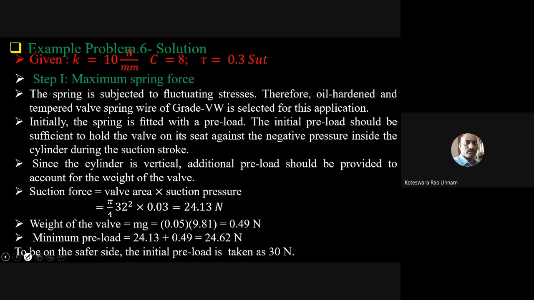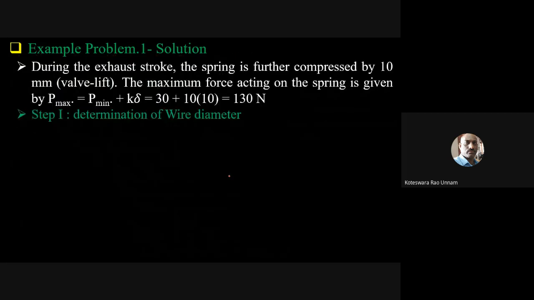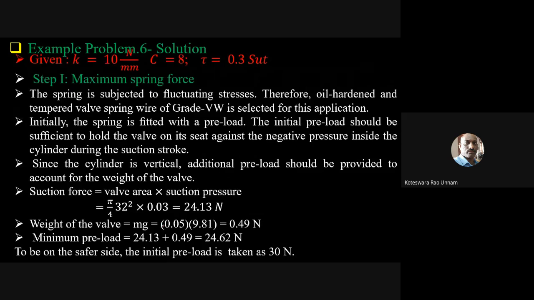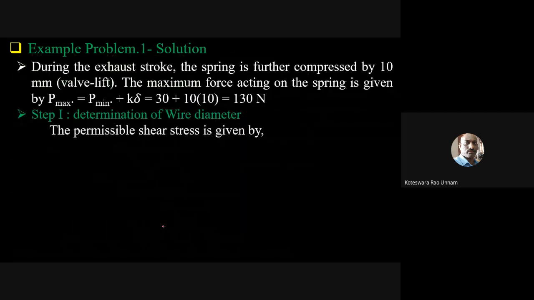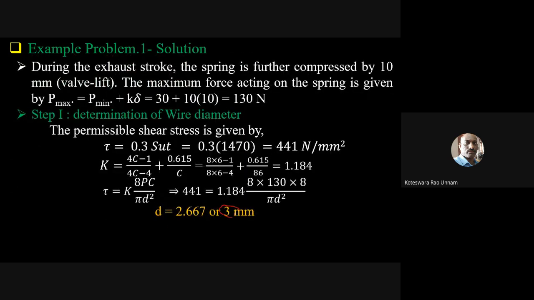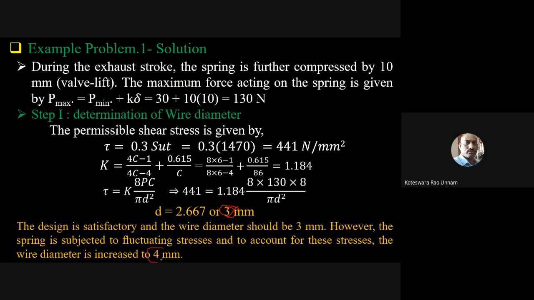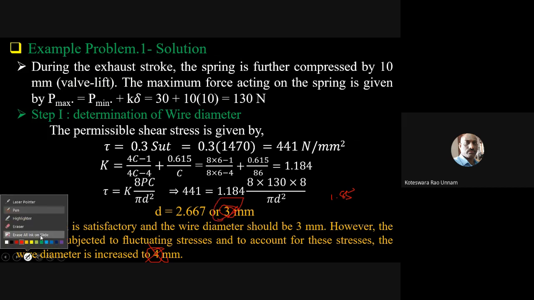If you have already noted this down, then what you need to do is, as I already told, after calculating the wire diameter we got 3 mm. Then instead of 3 mm, we made it 4 mm by assuming some factor of safety, and we designed the spring. For this 4 mm, we got 1.85 as the factor of safety. So now, instead of 4 mm, proceed with 3 mm diameter, do the calculations and find the factor of safety.